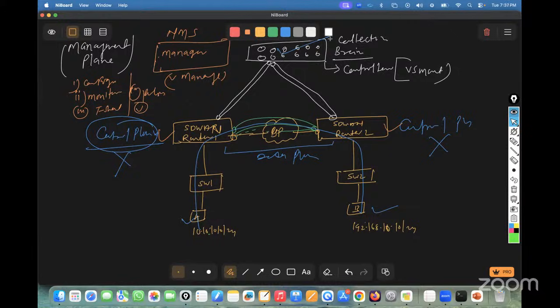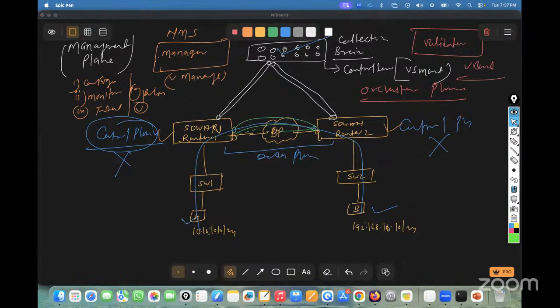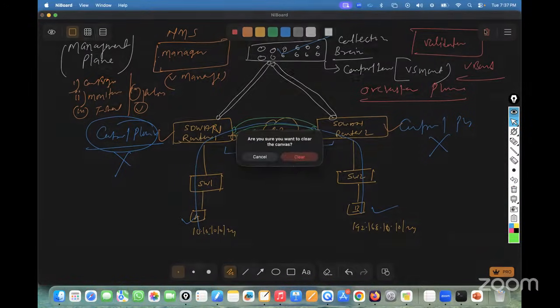There is one more plane that is used in SD-WAN. That is known as the orchestration plane. This device is a special device. I will talk more about it. Again, it's a part of the control plane, just used to authenticate and onboard the devices. And this device is known as the validator, and this is known as the vBond. So technically, you guys have to understand this.